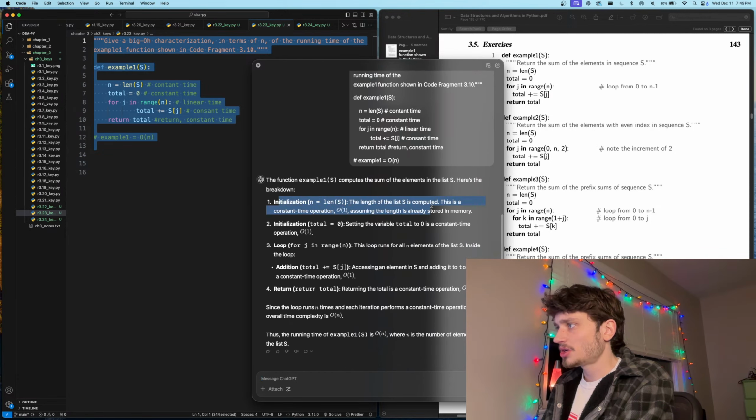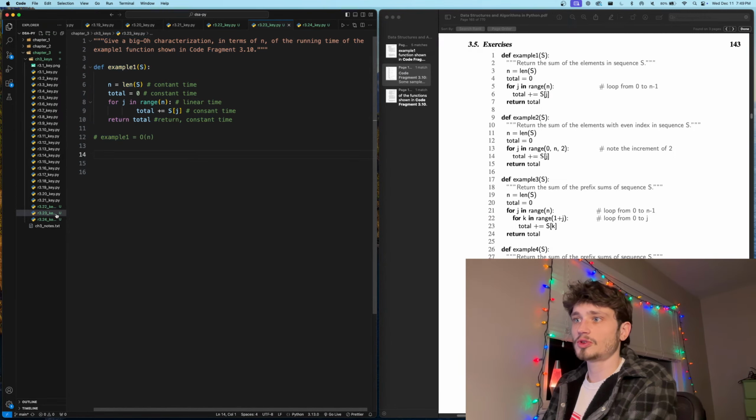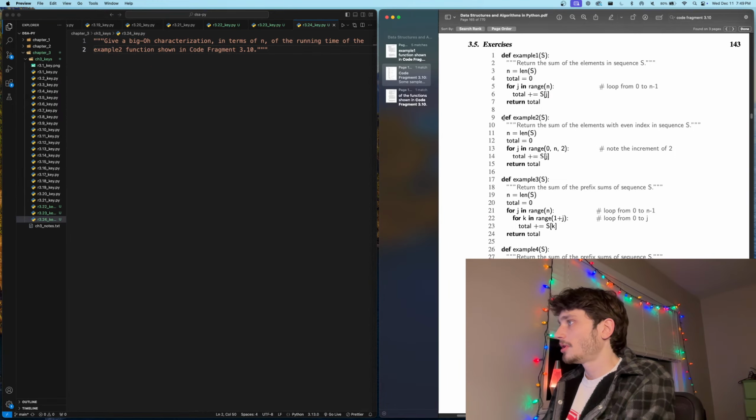Okay, so the initialization, taking the length is O of 1, setting a variable is O of 1. It loops through all n elements from the list s. Inside of the loop, addition is O of 1. Return is O of 1. Since the loop runs n times and for each iteration performs a constant operation, the overall time complexity is O of n, just like we said. Gotcha. Cool. Moving on.